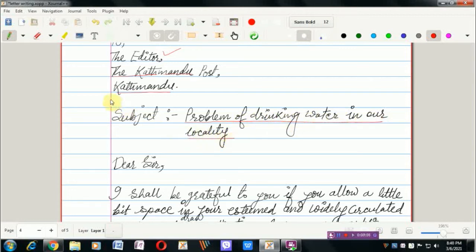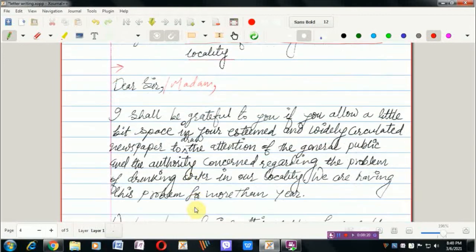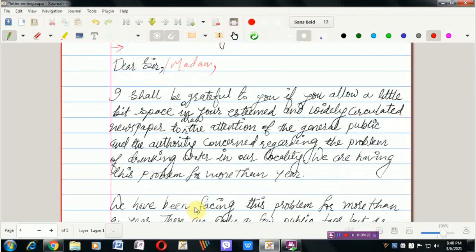Don't forget to leave a line space when you are changing your paragraph. After that, again leave a line space, and then comes "Dear Sir," or you can also write "Madam," "Dear Sir or Madam," comma, and then the main body of the letter begins. This is the first paragraph, in which I'm talking about what kind of problem and why I am writing this letter. The purpose of writing and the problem are mentioned in the first paragraph.